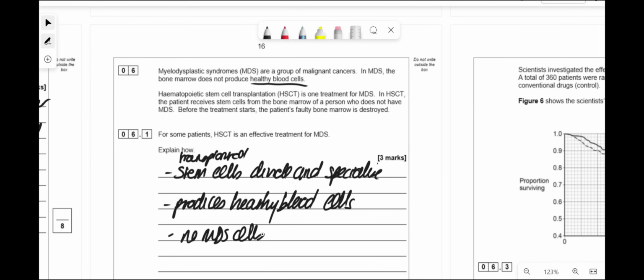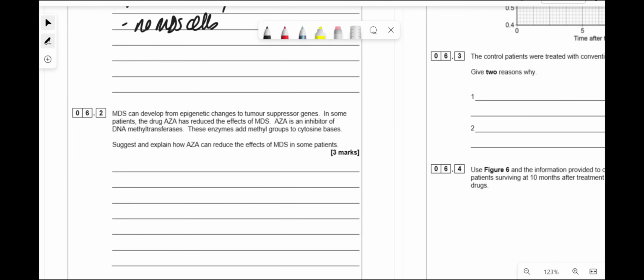Well, there you go. MDS can develop from epigenetic changes to tumor suppressor genes. In some patients, the drug I'm familiar with seeing as azathioprine, so whoops. The drug AZA reduces the effect of MDS. AZA is an inhibitor of DNA methyltransferases. These enzymes add methyl groups to cytosine bases. Suggest and explain how AZA can reduce the effects of MDS in some patients.